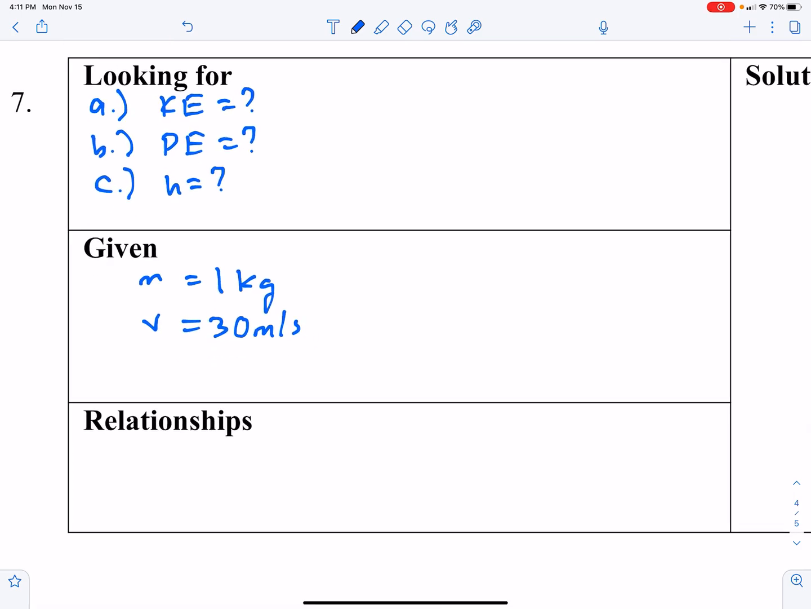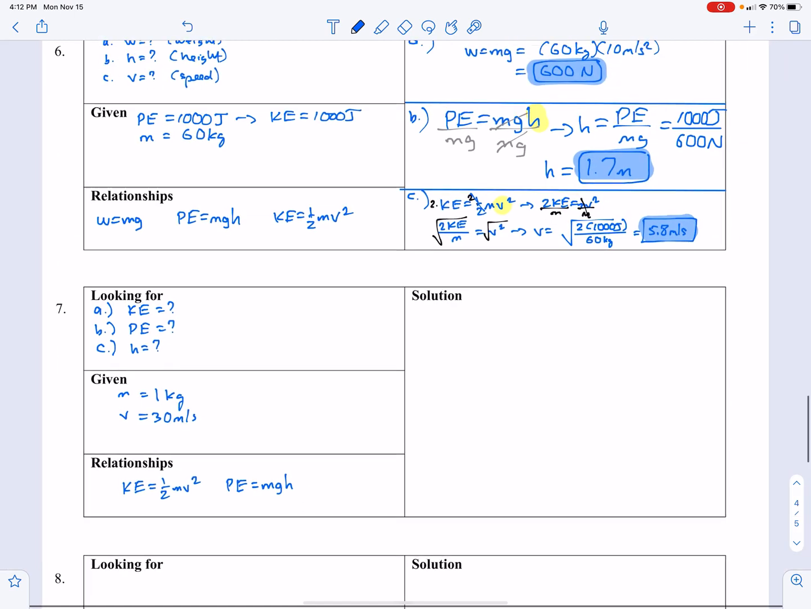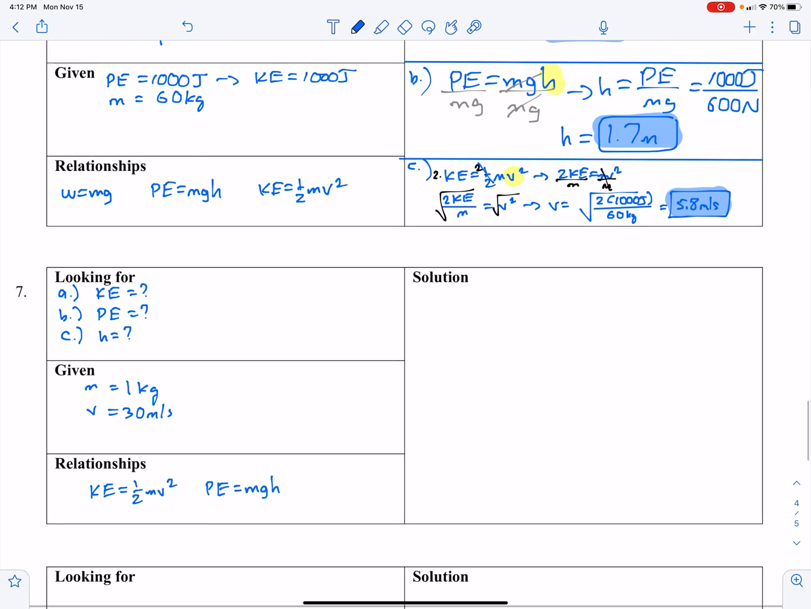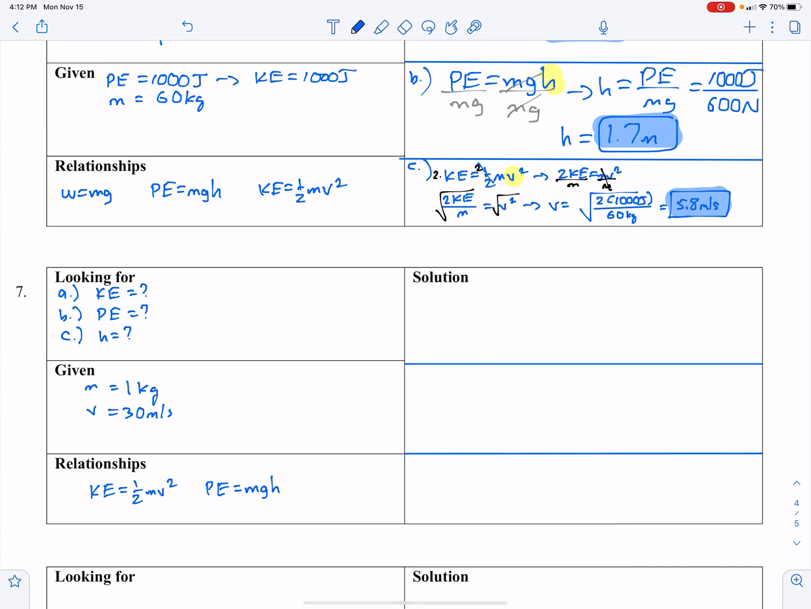So to do this, we're going to need the following equations. We need kinetic energy is equal to 1/2 mass times velocity squared. And we need potential energy is equal to m times g times h. Let's go ahead and split up these parts into their own boxes.